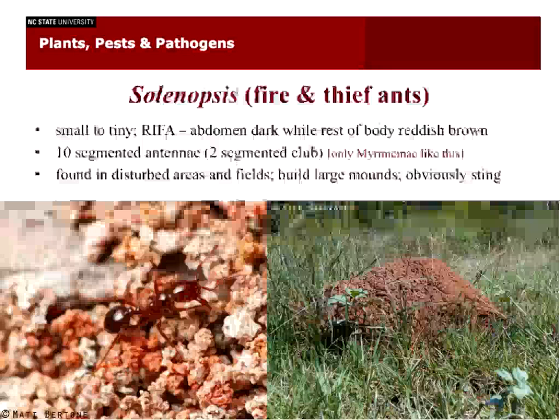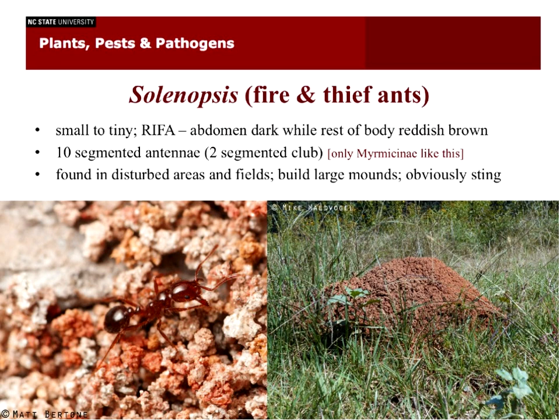Okay, now an ant genus that everybody is familiar with, I hope, and maybe not happy with, obviously, the Solenopsis, the fire and thief ants. So they're very small to tiny. The red imported fire ant, or RIFA, has an abdomen that's dark, while the rest is a reddish brown.